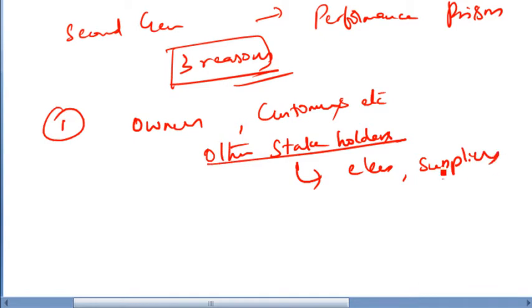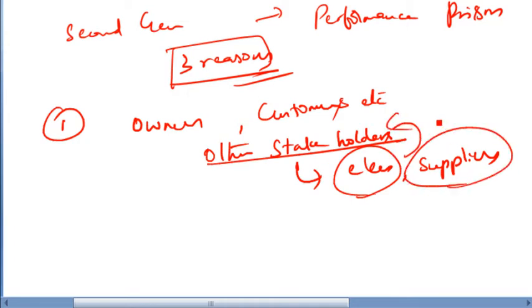So what these guys say is that these first generation models, that is balanced scorecard and performance pyramid, are no longer acceptable because they focus only on the needs of the owners as well as the customers of the organization, but they totally ignore the needs of the employees as well as suppliers, who are also stakeholders of the organization, right? This is reason number one.